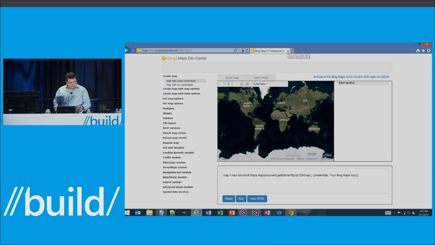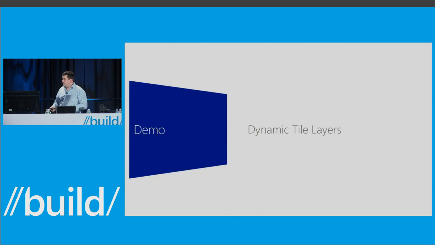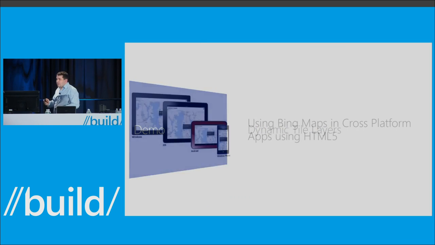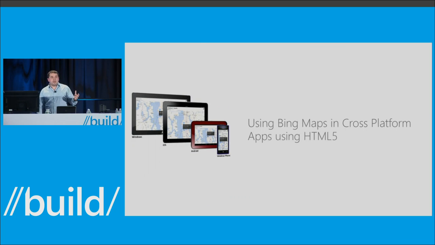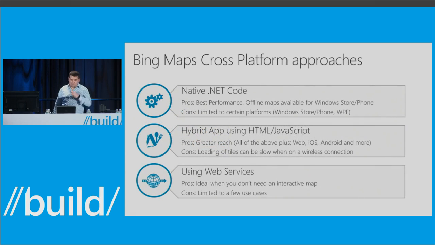So from there, we're going to go back to the slide deck and move on to our next topic, which is using Bing Maps and cross-platform apps using HTML5. So when it comes to using Bing Maps and cross-platform apps, there's a lot of different approaches. You can use native .NET code, and it's great for good performance and if you need offline maps.